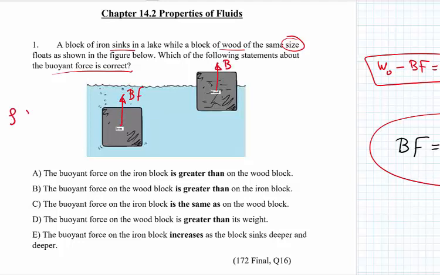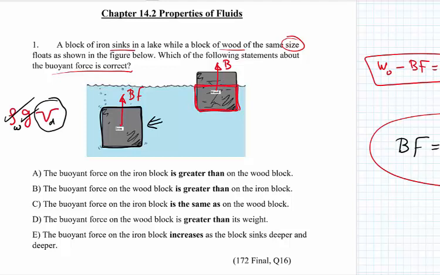We said the buoyant force is rho times g times V. Both are immersed in water, so rho is the same for both of them. Gravity is the same for both of them. But what about the displaced volume in both cases? In the first case, the one totally submerged inside the water, the volume of the displaced water equals the total volume of the object. While in the one which is floating, only part of the volume is submerged under the water.